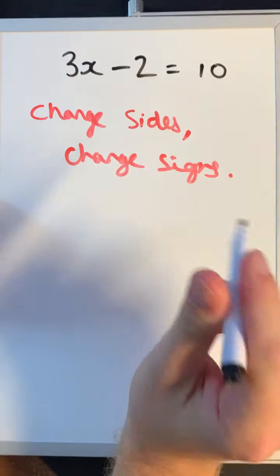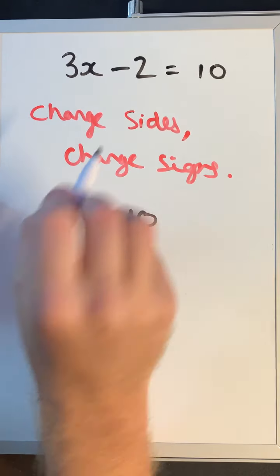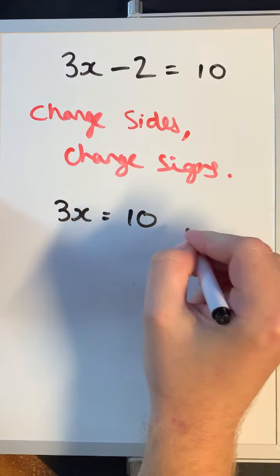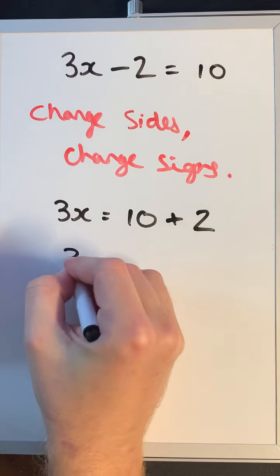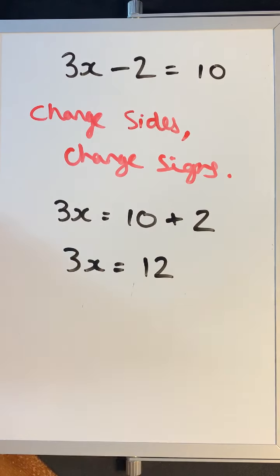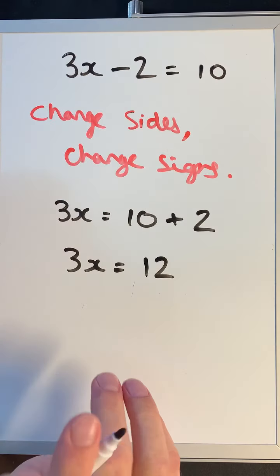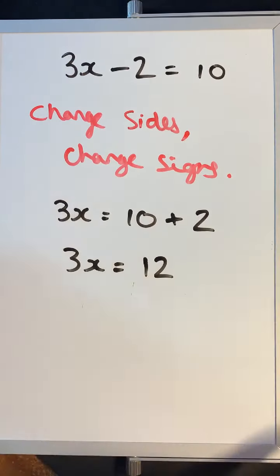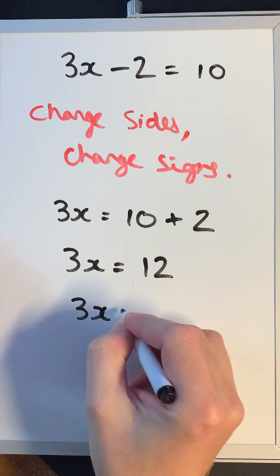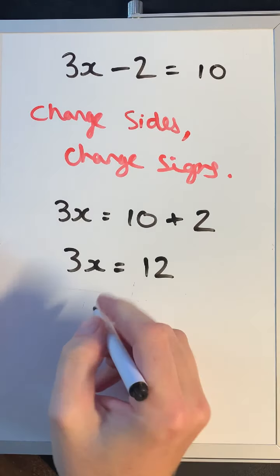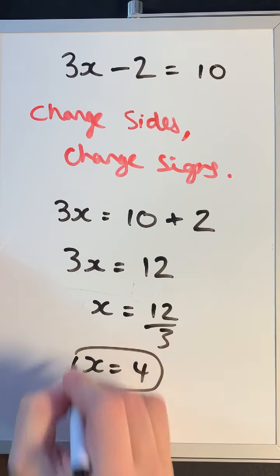So taking this minus 2 to the right hand side then, remember we changed the signs, so bringing this minus 2 to the right hand side, it will change to a plus 2. Okay, so can you see we've got down to this 3x equals 12 quite quickly, without all of this rigmarole of adding 2 onto both sides. Okay, and we're left with then x is equal to 12 over 3, x equals 4 once again.